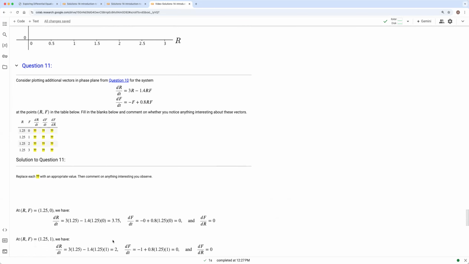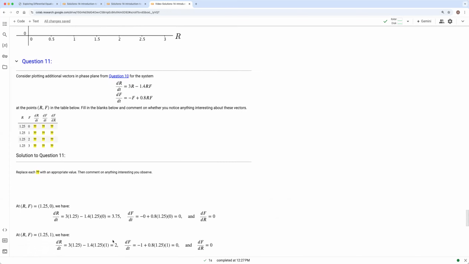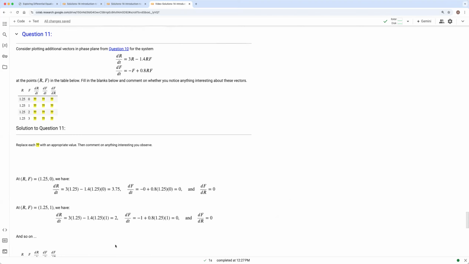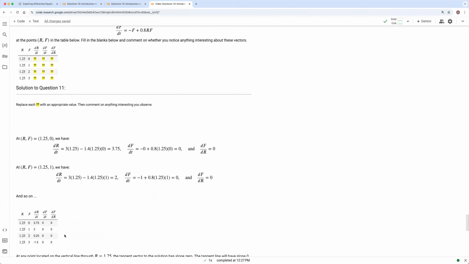I can repeat this at the next value for f at 1, plug in 1.25 for r. Now I plug in 1 for f. Again, I get the dr dt, which is going to be positive. In this case, it's 2. Again, I get the df dt, which is 0. So again, I'm going to get a tangent vector which is horizontal. There's going to be no vertical component to that vector. It's just going to be a horizontal vector which is pointing to the right. And we can repeat this over and over again.